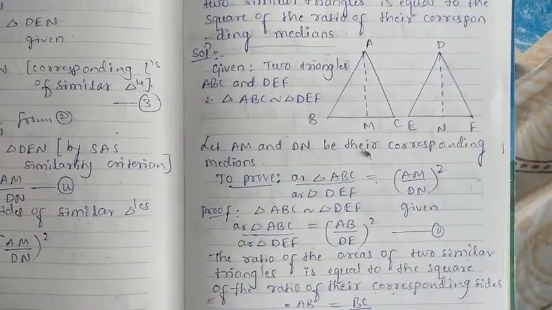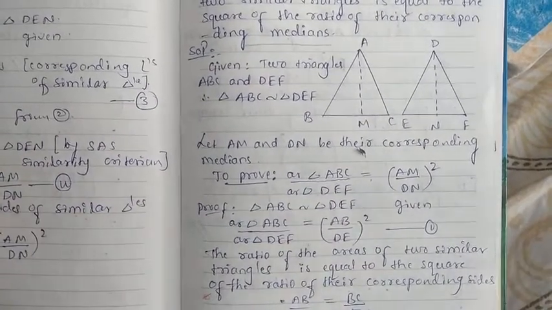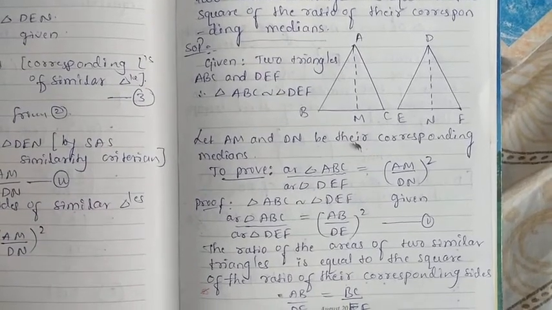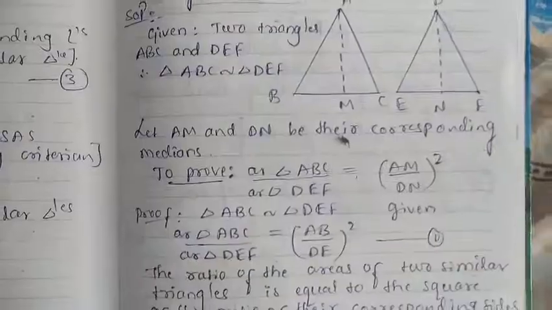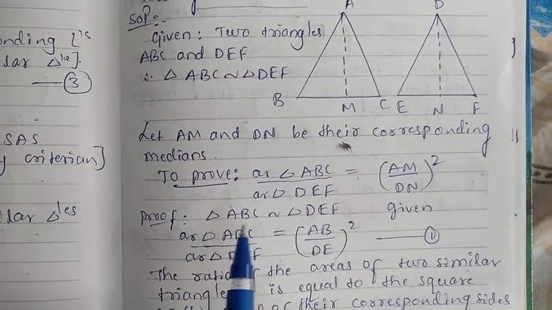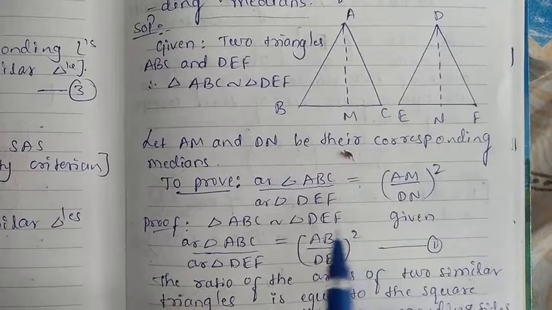that the ratio of the areas of two similar triangles is equal to the square of the ratio of their corresponding sides. By using that theorem you can prove it easily. Yes. So here is the proof. Given that triangle ABC and triangle DEF are similar.